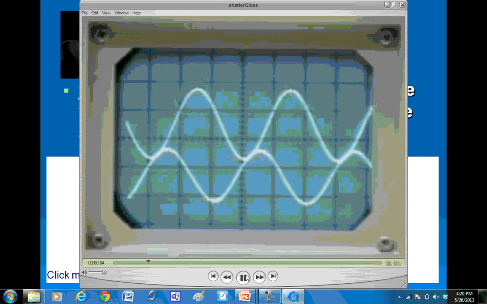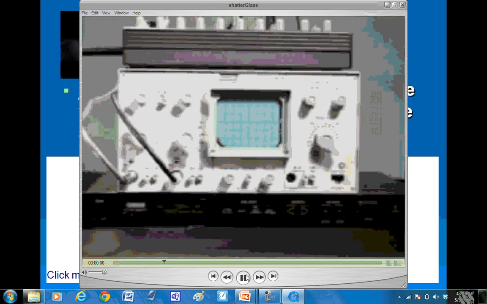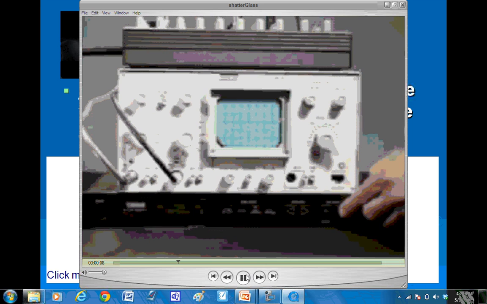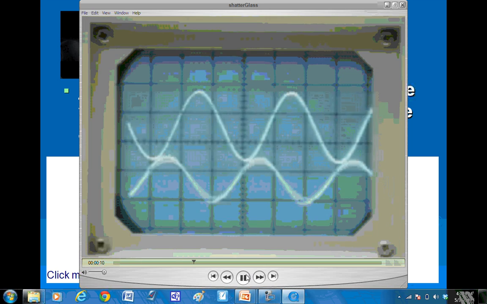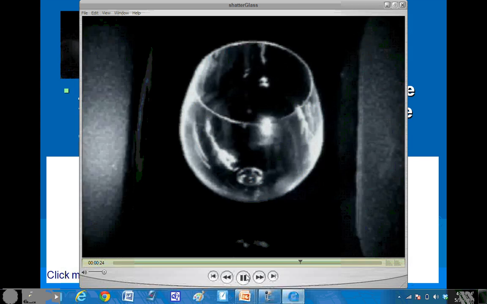When struck, a wine glass rings at its natural frequency. By subjecting the glass to high amplitude sound waves of the same frequency, the glass vibrates. The sound waves reinforce the vibrations, continually adding energy to the glass. This is resonance. Eventually, the amplitude of the vibrations becomes stronger than the glass can withstand, and it shatters.